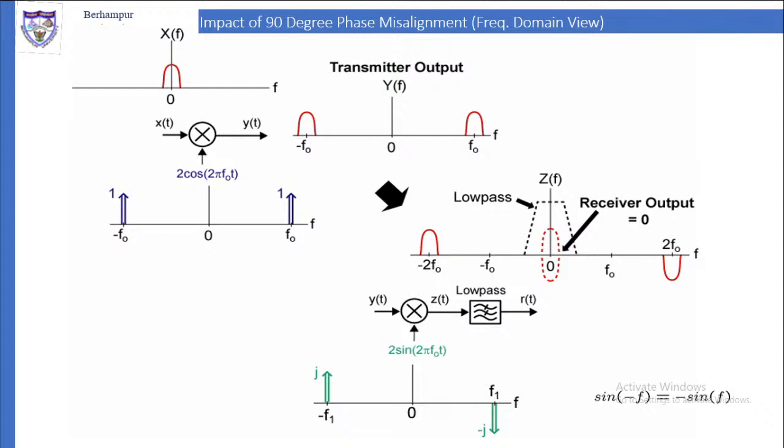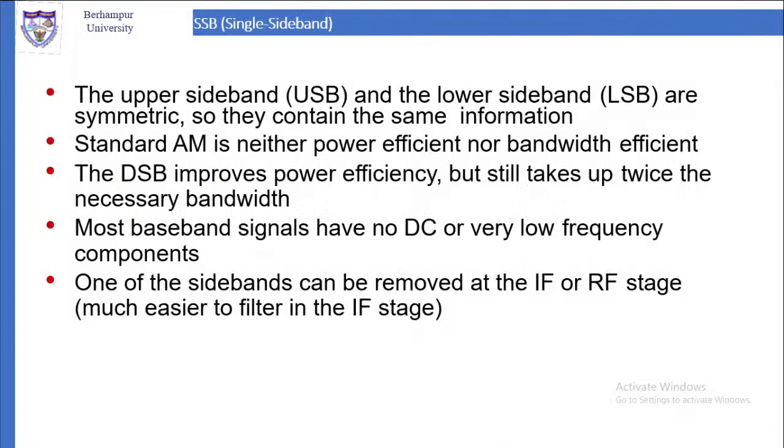So when they are translated to the original frequency 0, the one from the minus f1 side will be translated in the positive direction, and the one from the plus f1 side will be translated in the negative direction. They will be of same amplitude, so they will cancel out each other. So once we pass it through the low pass filter, the receiver output will be 0 because of cancellation. So this is the frequency domain view.